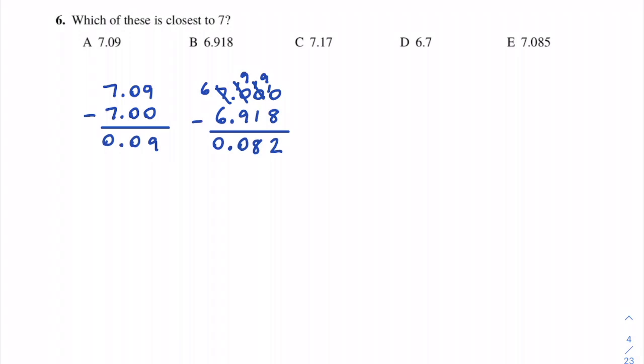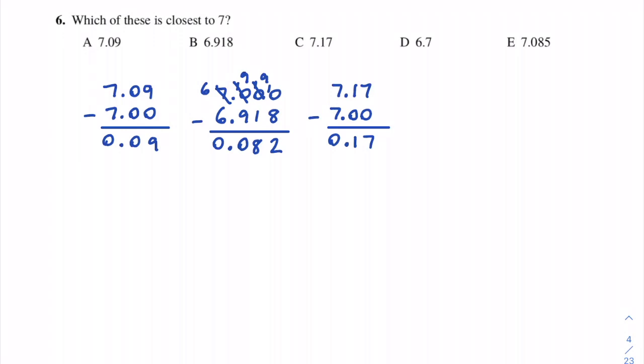If we look at C, we're going to have 7.17 minus 7. So we can write that as 7.00. So 7 minus 0 is 7. 1 minus 0 is 1. And 7 minus 7 is 0. So we're going to get 0.17 for that answer.